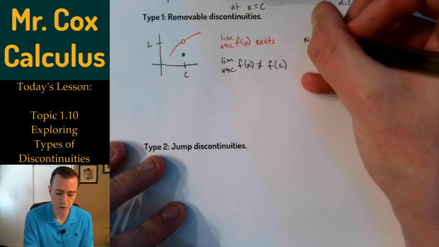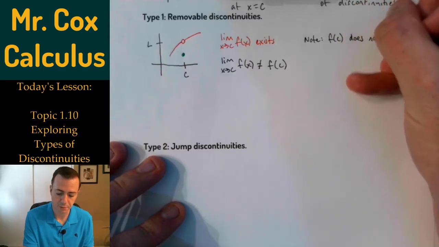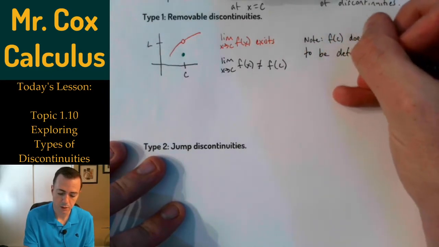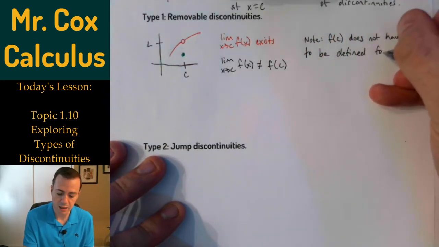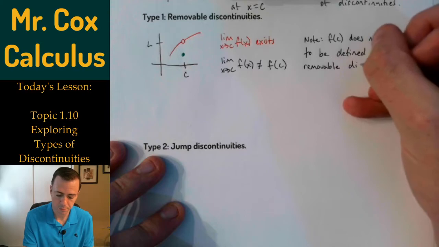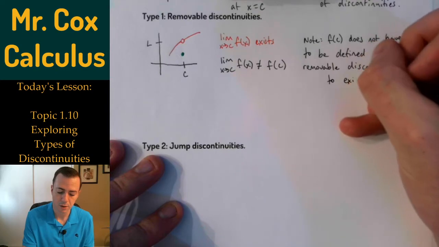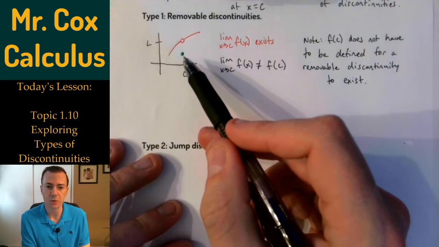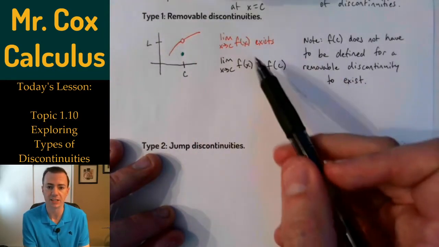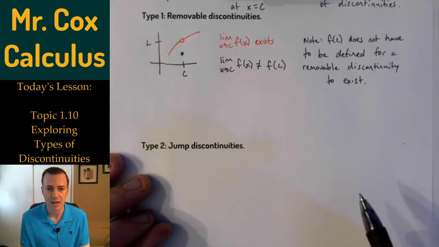And we should make a special note here that f of c does not have to be defined for a removable discontinuity to exist. So I didn't even have to establish this point here at c. I could have just left it and said f of c was undefined, I still would have had this criteria met. I still would have had a removable discontinuity in my graph.